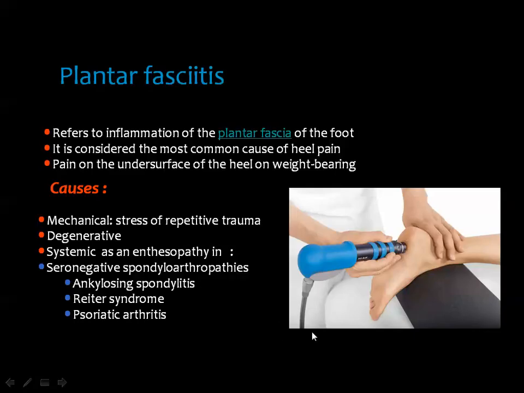Then we come to plantar fasciitis, which means inflammation of the plantar fascia, and is considered the most common cause of heel pain. This pain is usually felt on weight bearing. The causes include stress or repetitive trauma, like in runners, for example, degenerative changes, or some of the arthropathies like seronegative spondyloarthropathy, ankylosing spondylitis, Reiter, and psoriasis.